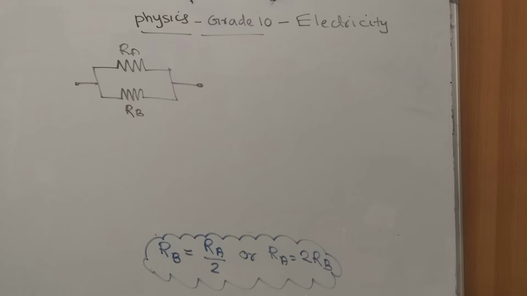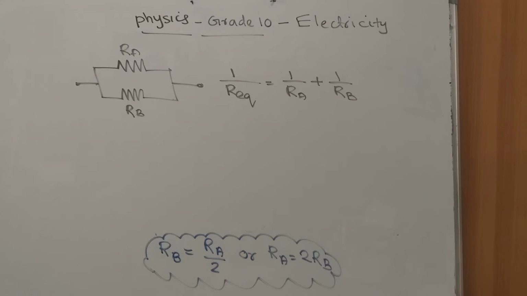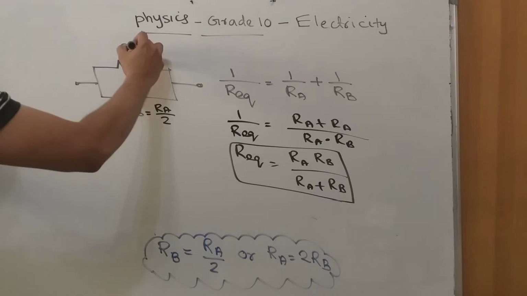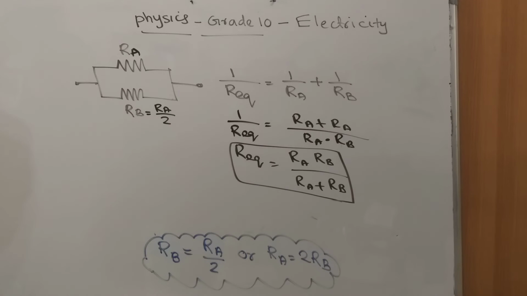In the given question, it is already mentioned that these two wires, RA and RB, are connected in parallel. So we'll try to find the equivalent resistance when two resistors are connected in parallel. As you know, 1 by R equivalent is equal to 1 by RA plus 1 by RB. Let us consider the value of resistors in terms of RA. The first resistance is RA and the second resistance is RA divided by 2.